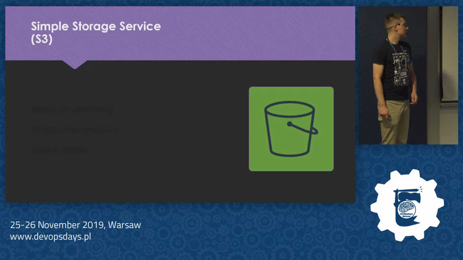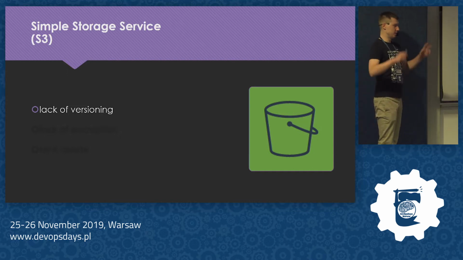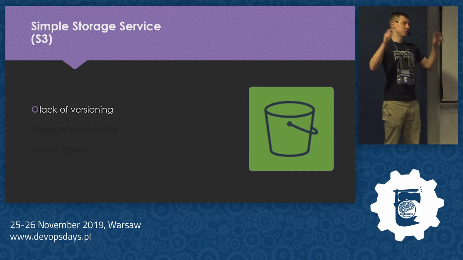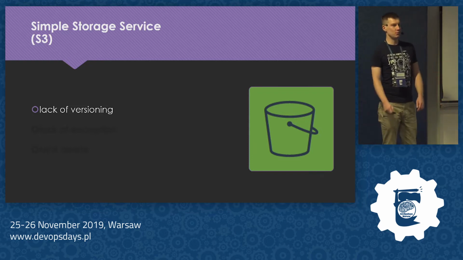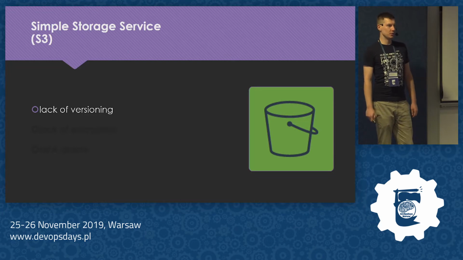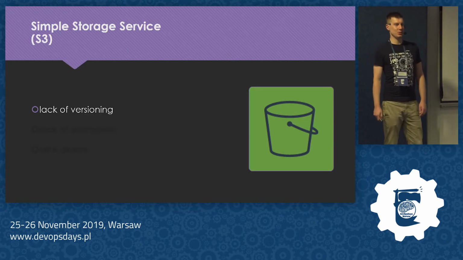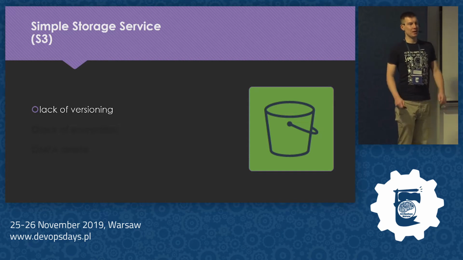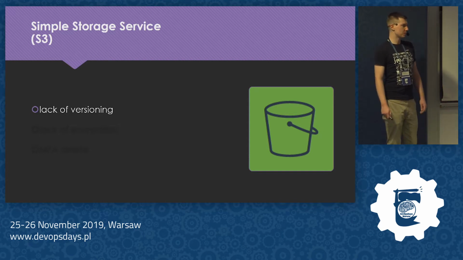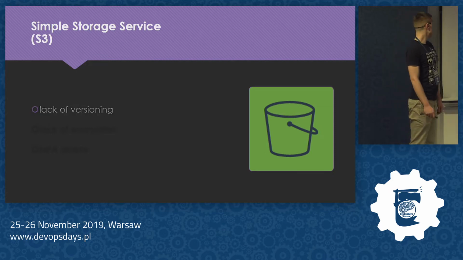And simple storage service, lack of versioning. So actually in S3 you are able to version your buckets. So a bucket is this sort of directory, I would say, that holds your file objects. If you don't enable versioning, obviously if someone comes in and makes some changes to your bucket, you are not able to revert them. That may lead to some leaks or some losses in data.